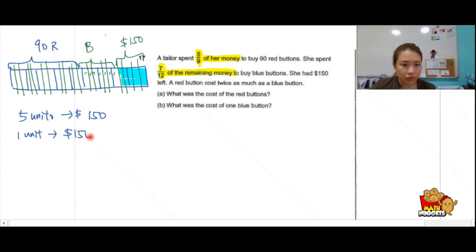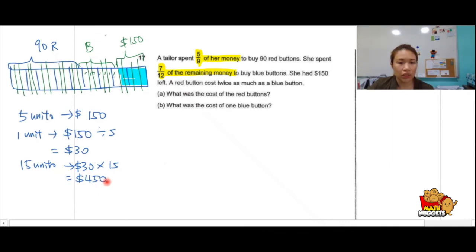1 unit will be $150 divided by 5, which is $30. As for the red, she used 15 units. So what's the cost of the red buttons? They didn't ask for each, so that will be the total, which is $450. So that's the answer for part A.